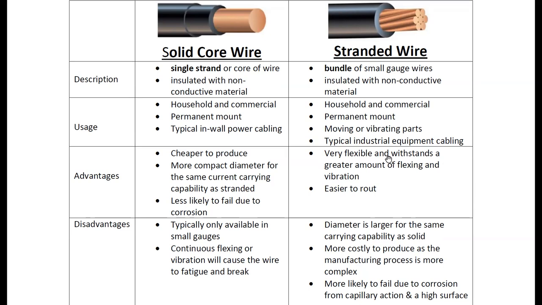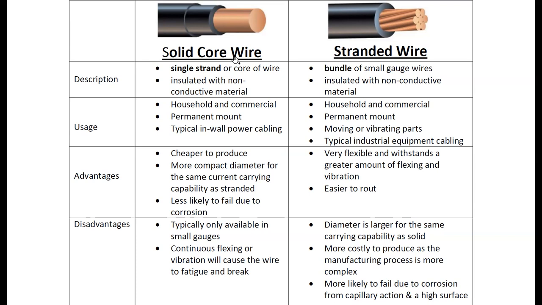Very flexible and withstands a greater amount of flexing and vibration, and it's easier to route, of course, because it's more flexible. Now, which brings me to the point: is solid core wire available in all gauges, which means in all thicknesses, all standardized thicknesses?